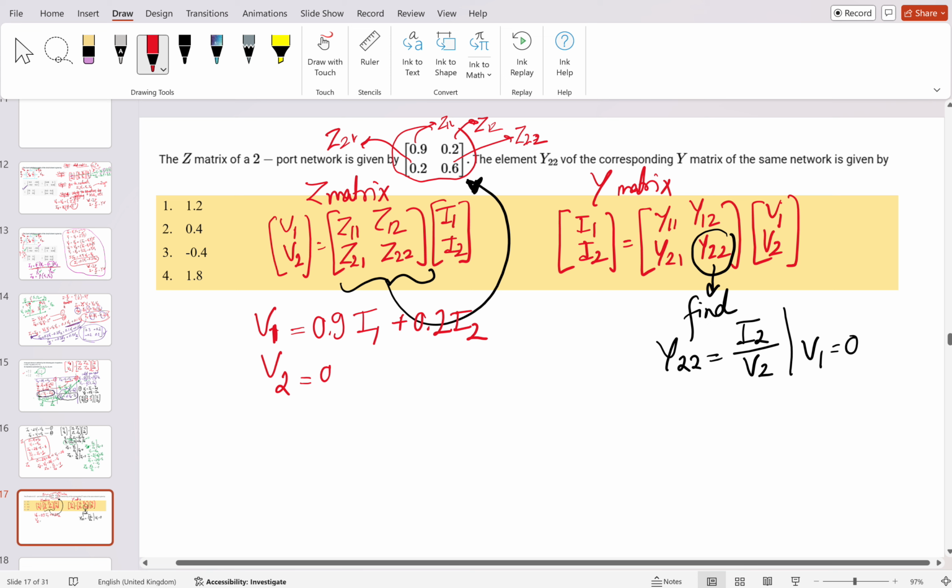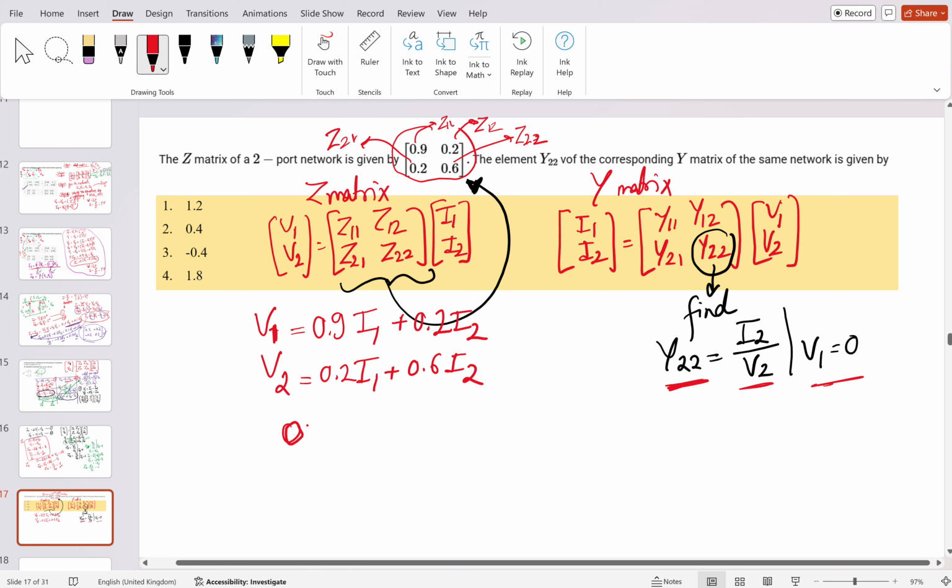V2 will be equal to 0.2 times I1 plus 0.6 times I2. Now you have to find the value of Y22. Y22, you already know, is equal to I2 by V2 at V1 equal to 0. Let's put V1 equal to 0 in the equation first.